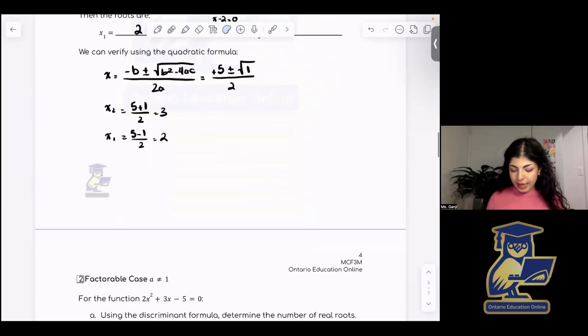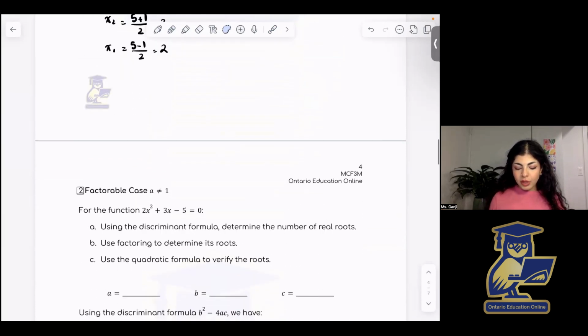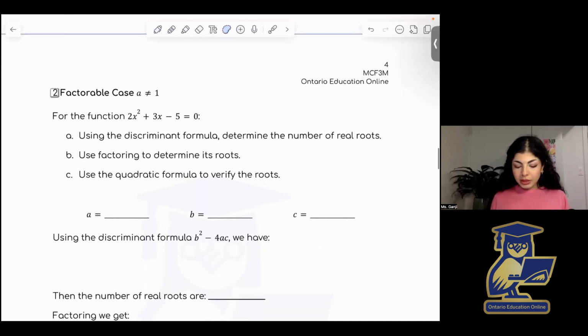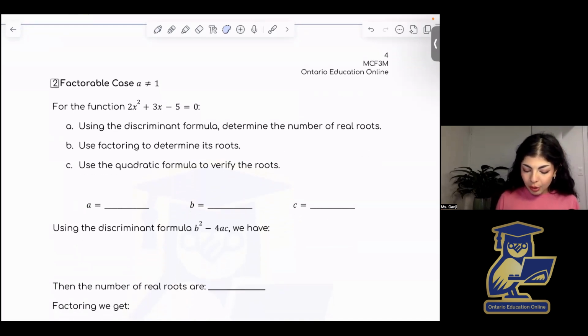Now let's look at this next example where we have a quadratic function, but now a is no longer equal to 1. So try this on your own now, and I'll come back to walk you through. Okay, so we're following the same steps as the question above. So here, just fill out A, B, and C again. So we have 2, 3, and -5.